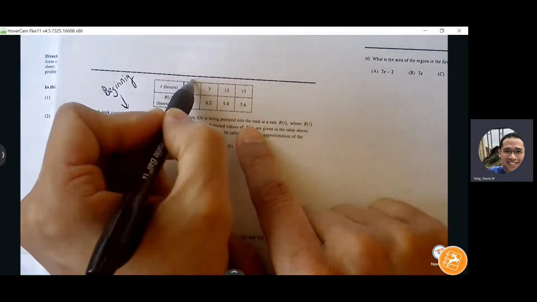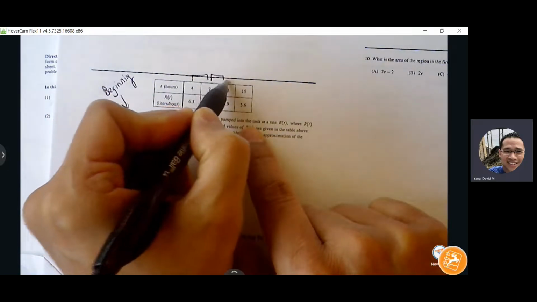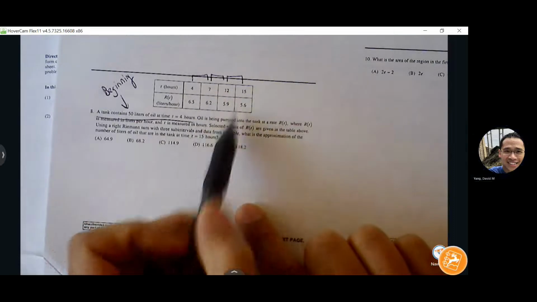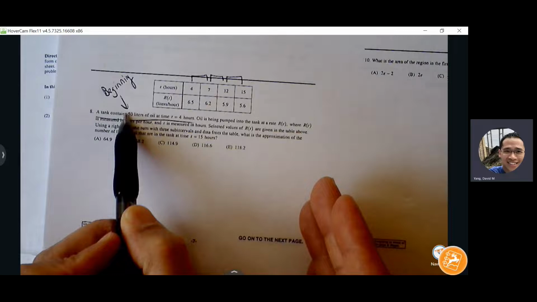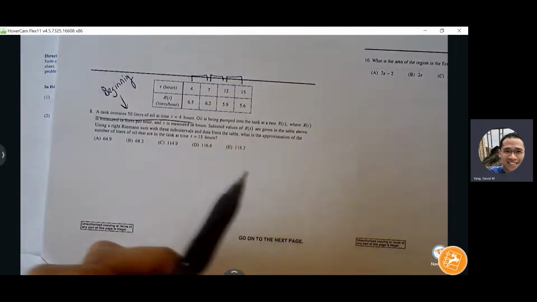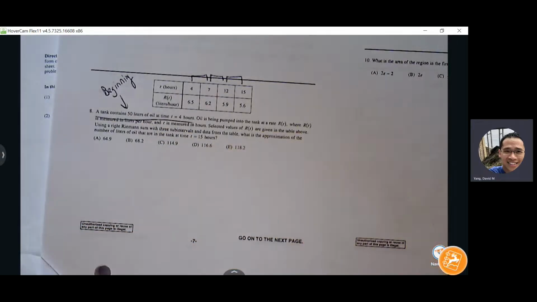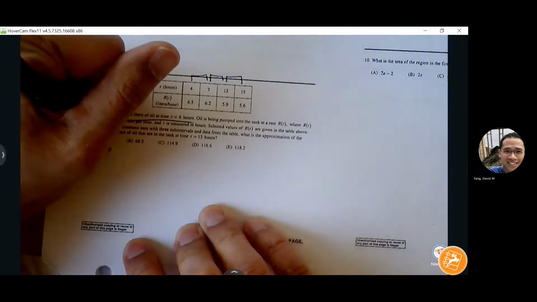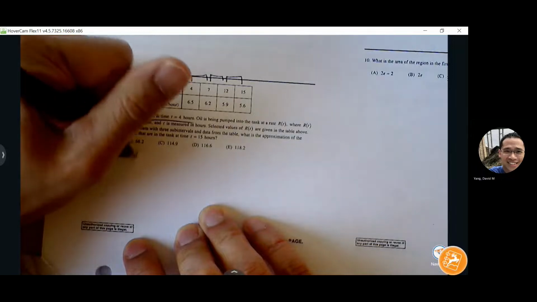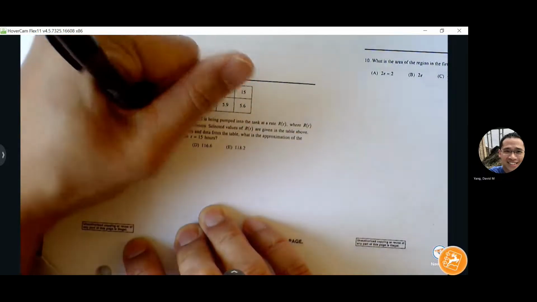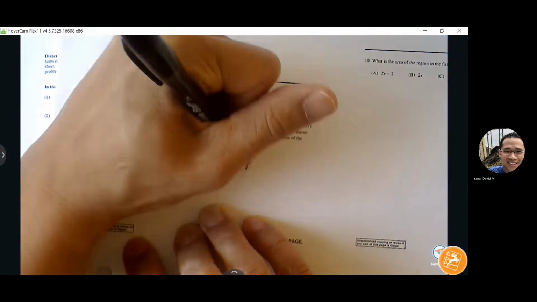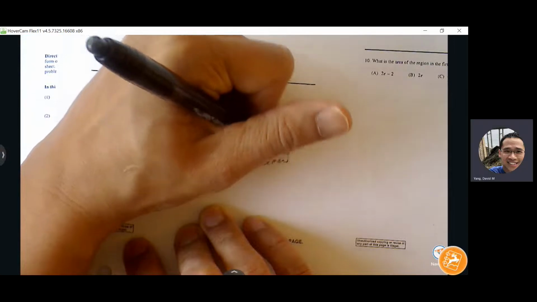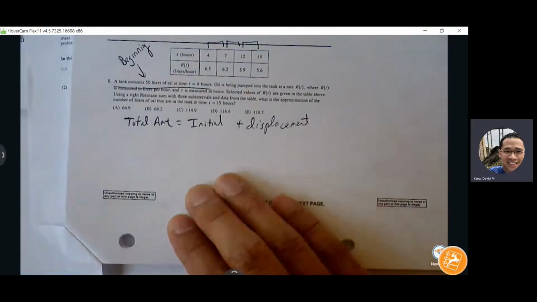So we know that we use Riemann sums to help us find how much oil has been added, but then we need to add it to what was there to begin with to be able to figure out how much oil there is at the end time. So total equals initial plus displacement.